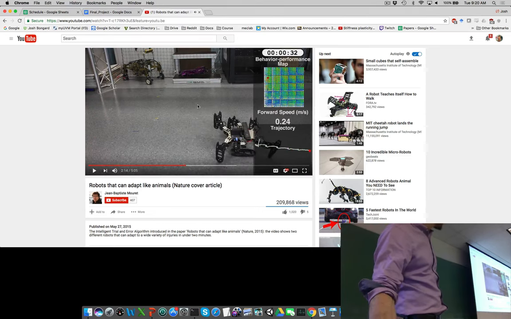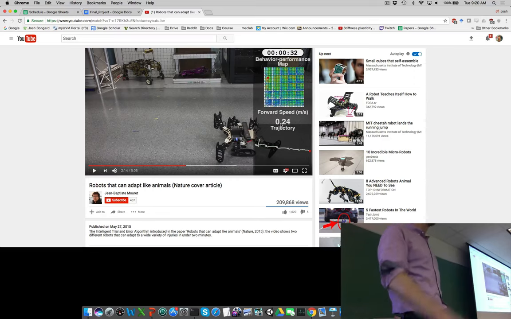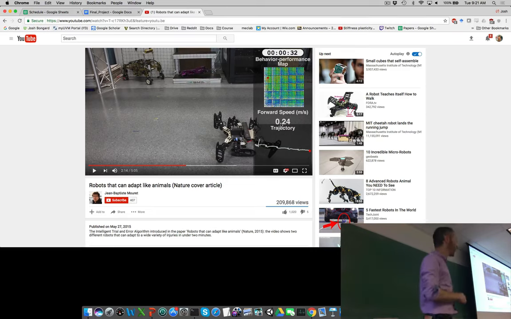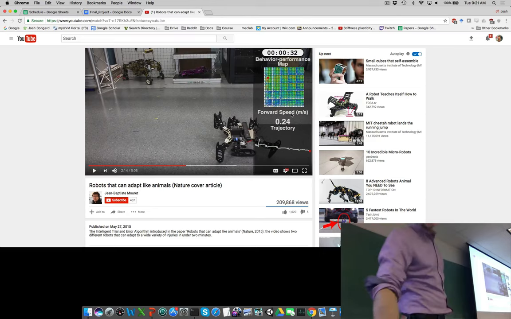Okay, this one travels 0.24 meters per second, which is almost as fast as the classic tripod gait on the undamaged robot, which was 0.25 meters per second. So not only have they recovered some functionality, they've recovered pretty much all functionality, at least relative to that manually devised controller. And they did it in 32 seconds.